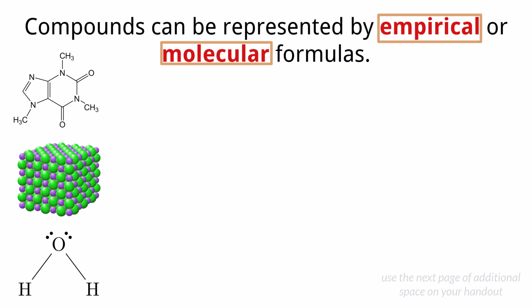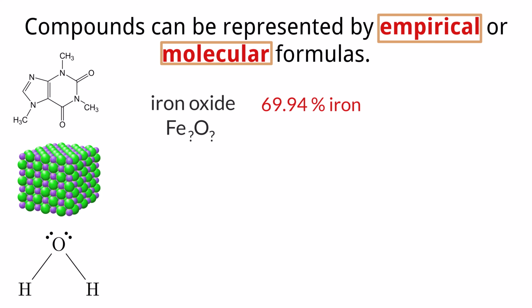Say you find a sample of iron oxide, and after analysis in the lab, determine that it is 69.94% iron. Based on this information, what is the formula for this iron oxide? Our job is to determine the values of X and Y in this generic iron oxide formula, FeXOY.